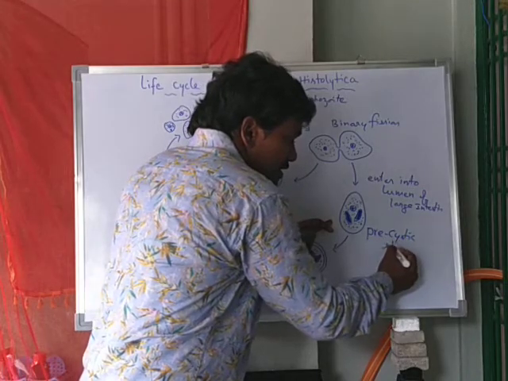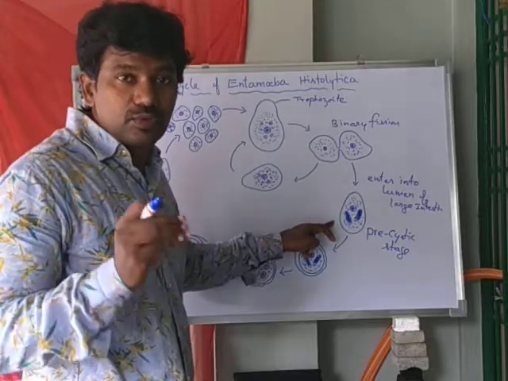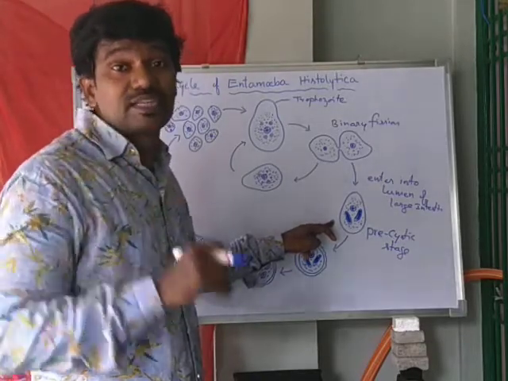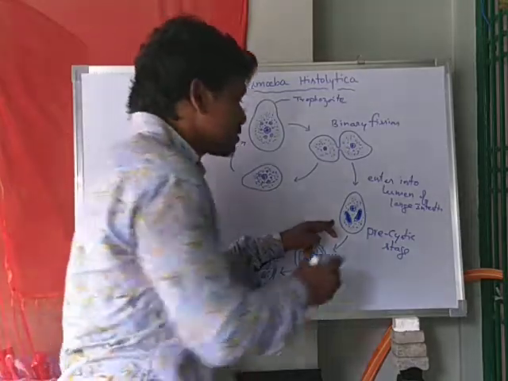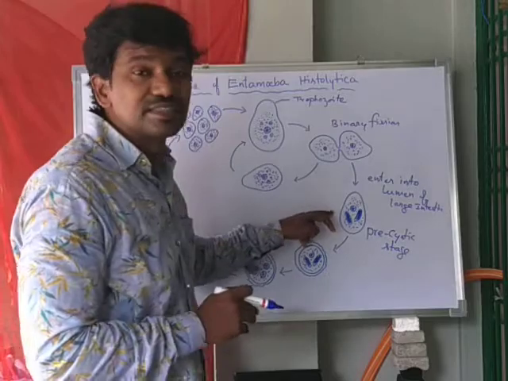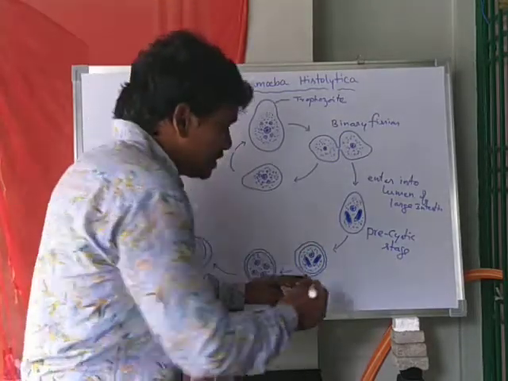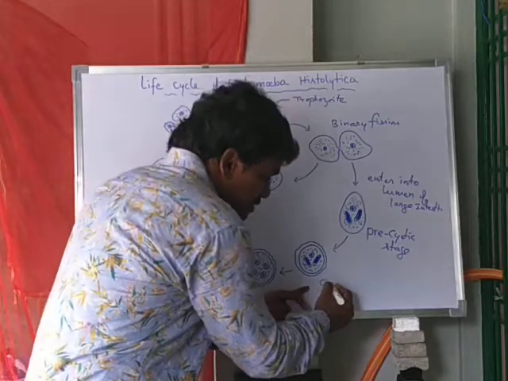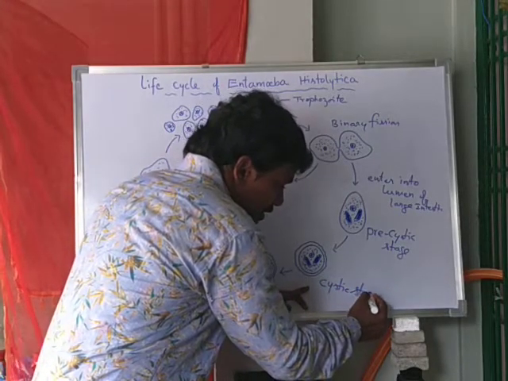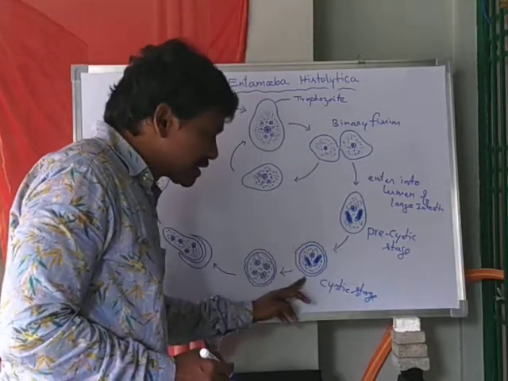This is the pre-cystic stage. I think you know it from when we explained the structure of Entamoeba. Later, the pre-cystic stage turns into the cystic stage. So this one is the cystic stage.